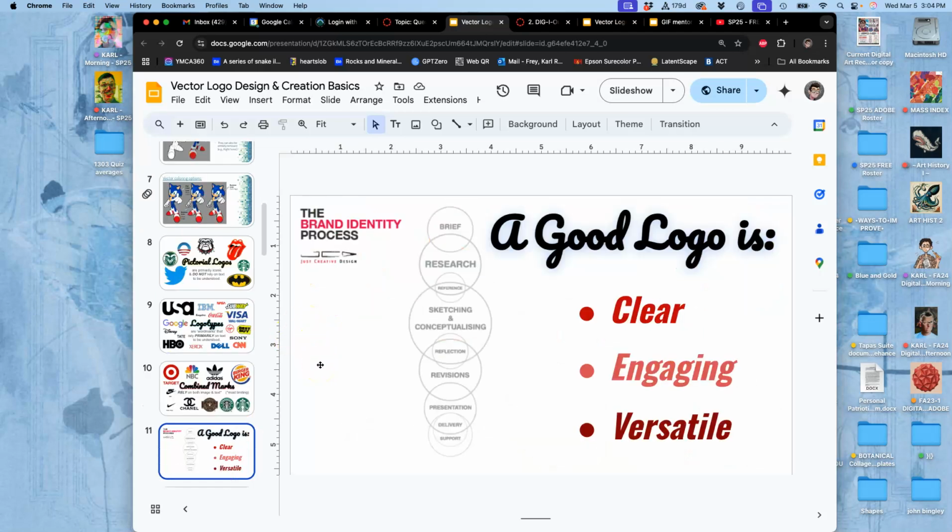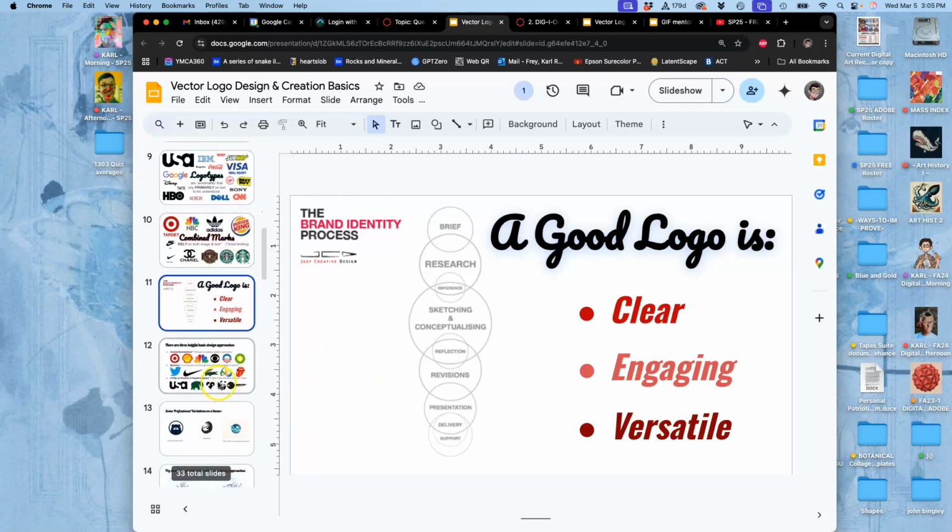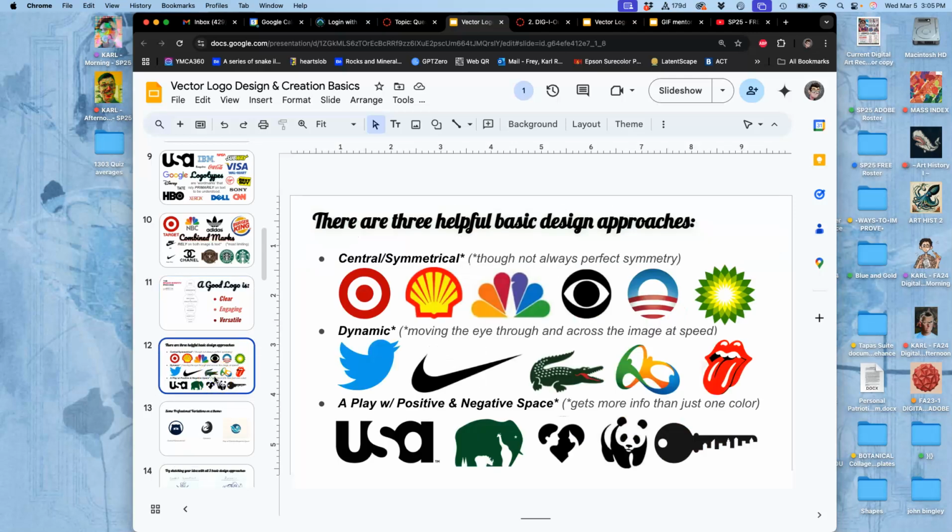So what is a good logo? It has to be clear, engaging, and versatile. A good logo is not super detailed. A good logo is not hard to understand what you're looking at, right? It needs to work in any size. That's where the versatility is. It needs to be small enough and still readable to go on a business card in a tiny corner of it, and still interesting enough as a shape if it gets printed the size of a skyscraper to keep your attention. So less is usually more when it comes to good logo design.